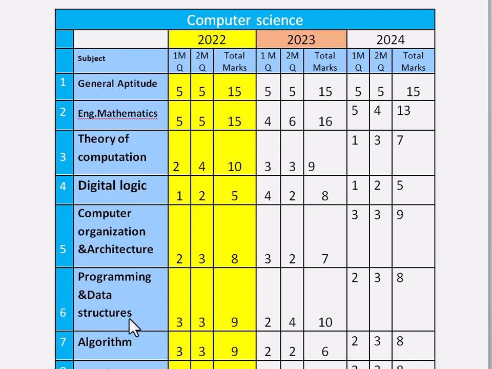Programming and data structure subject, in 2022, 1 mark questions were 3, 2 mark questions were 3 and total marks were 9. And in 2023, 1 mark questions are 2, 2 mark questions are 4, total marks are 10. In 2024, 1 mark questions were 2 and 2 mark questions are 3 and total marks were 8.